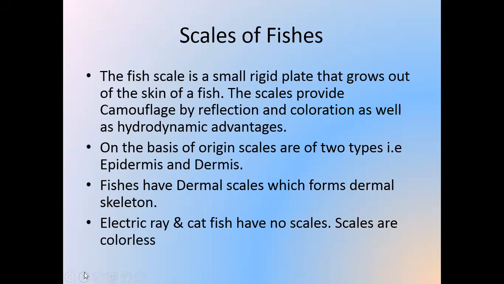Scales of fishes. The fish scale is a small, rigid plate that grows out of the skin of a fish. The scales provide camouflage by reflections and coloration as well as hydrodynamic advantages. On the basis of origin, scales are of two types, that is epidermal and dermal. Fishes have dermal scales which form the dermal skeleton. Electric ray and catfishes have no scales. Scales are basically colorless.